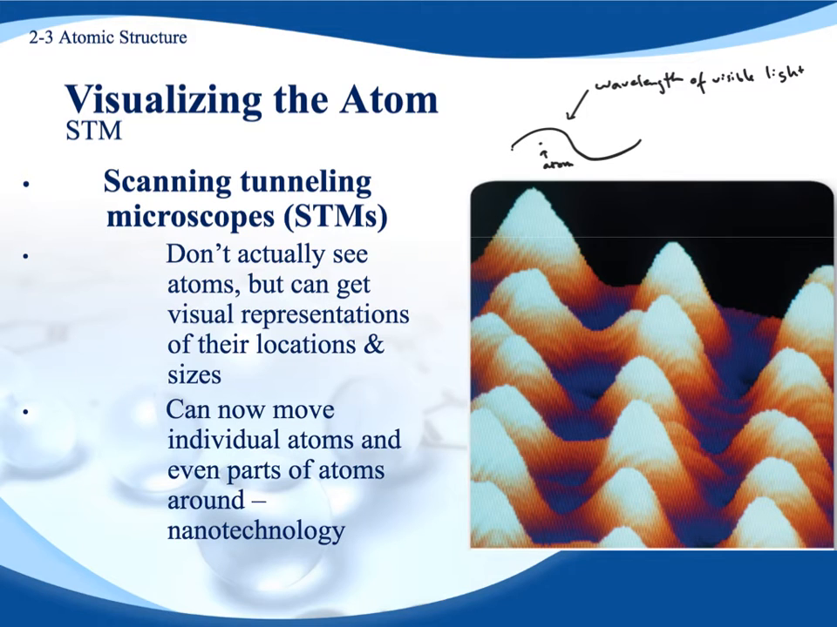When it comes to actually looking at atoms, we can't actually see them. We have some tools to help us visualize where they might be. One of those is called a scanning tunneling microscope, STM. You don't actually see atoms, but you can get visual representations of their locations and their size. This is what the picture over here looks like. You're not actually seeing a picture of an atom, but a computer's rendition of where this atom is, and its approximate size relative to the stuff around it.